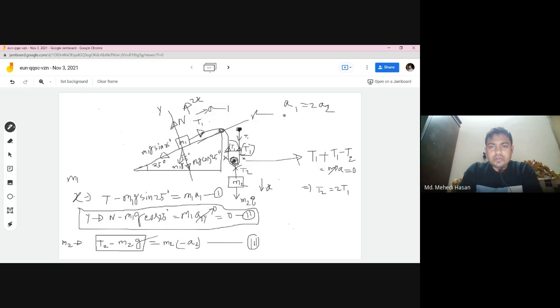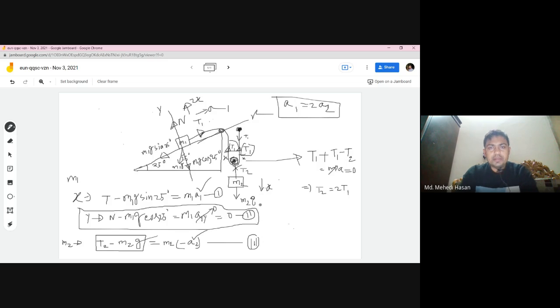So depending on the distance covered, if x2 equals 2x1, then the acceleration will also be 2 times. Now using this concept, you will get the acceleration of object m1, the acceleration of object m2, and also the tension in the strings T1 and T2.